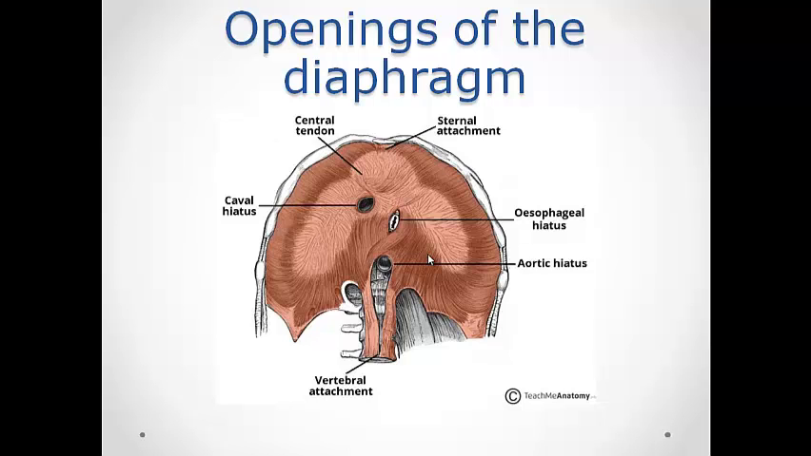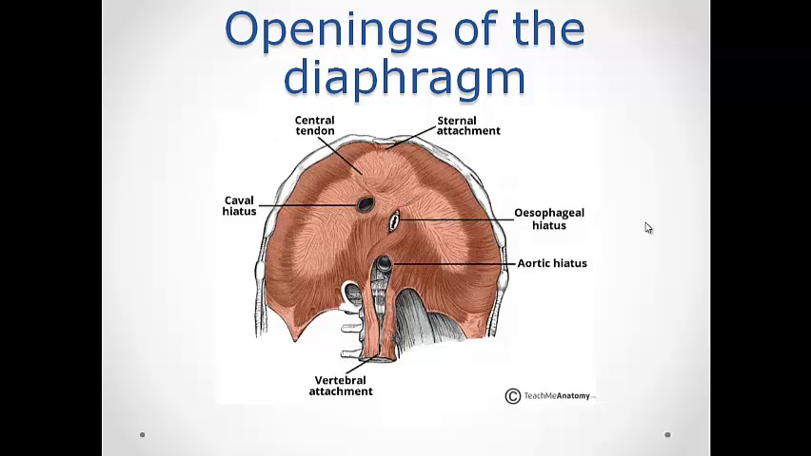The other thing you need to know is that each of these openings is found at a certain vertebral level, which again you need to memorize. So you need to know what passes through each opening and what vertebral level it's found at. What you're looking at here is a view of the diaphragm, as if you're sitting in the abdomen, looking at the inferior surface of the diaphragm.